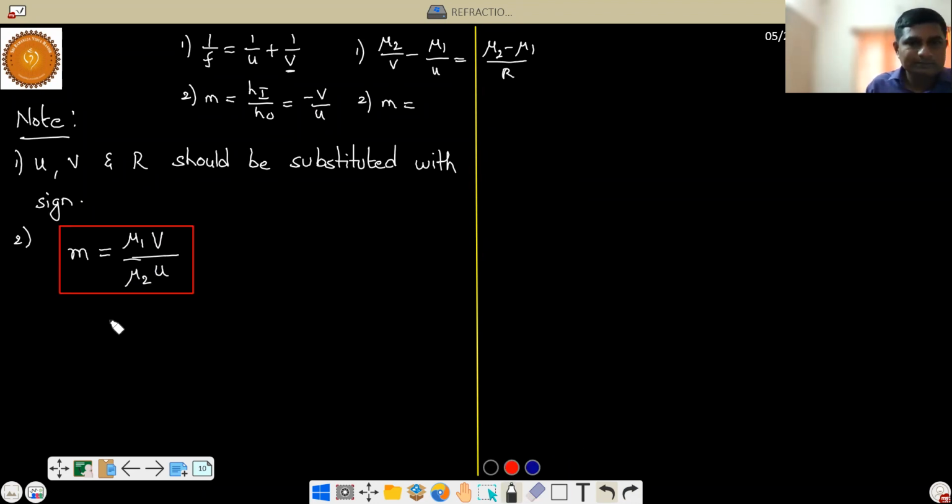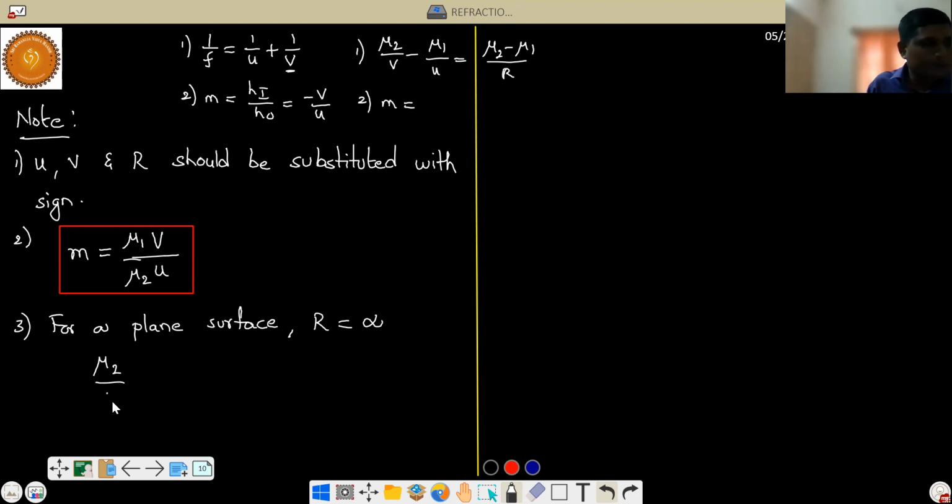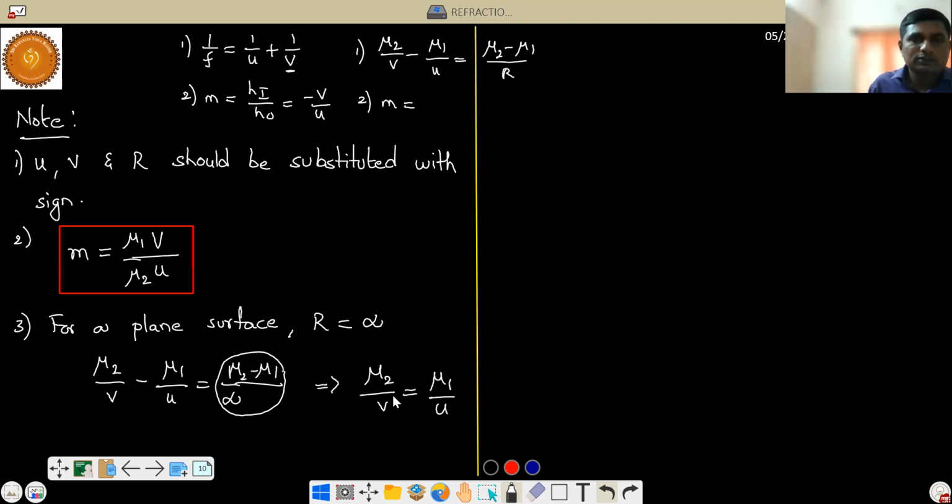Next, third point. For a plane surface, what is the value of R? Infinity. Just now I explained. Therefore, for a plane surface, the formula becomes mu2 by V minus mu1 by U is equal to (mu2 minus mu1) by infinity. So this part will be 0. Therefore, mu2 by V is equal to mu1 by U. That's all.